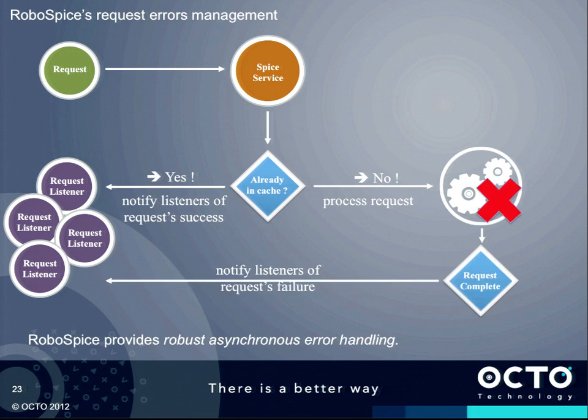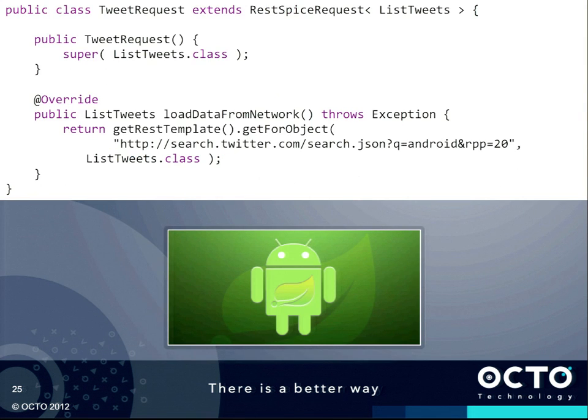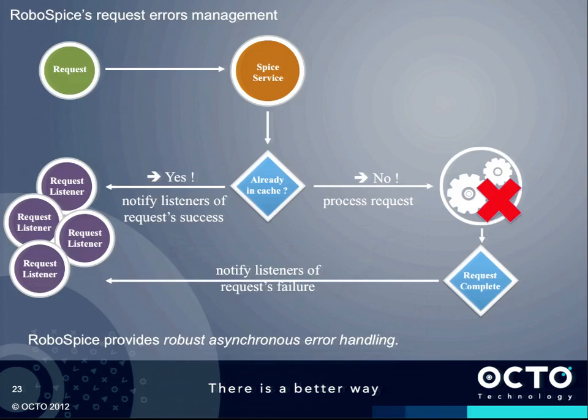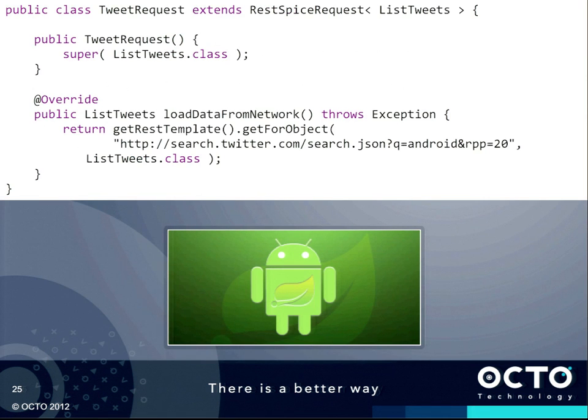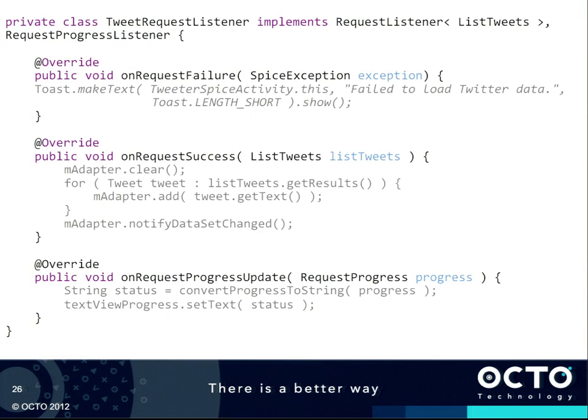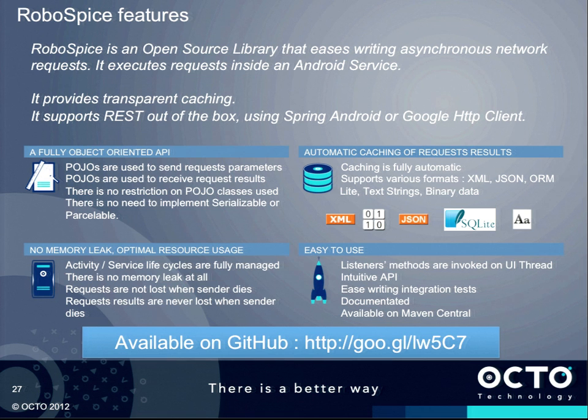All right, let's move forward. This is some example code. I'm not going to go through this right now because I'm going to show a demo of some working code, a sample application using RoboSpice. So let's skip that for now and talk about some of the feature set of RoboSpice.